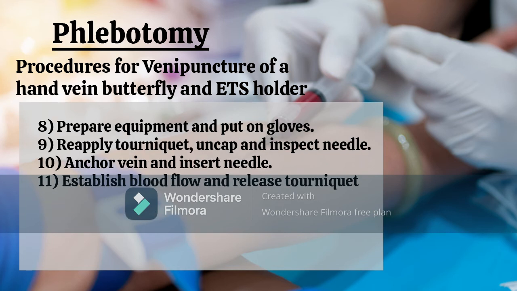Procedures for venipuncture of a hand vein, butterfly and ETS holder. 8. Prepare equipment and put on gloves. 9. Reapply tourniquet, uncap and inspect needle. 10. Anchor vein and insert needle. 11. Establish blood flow and release tourniquet.